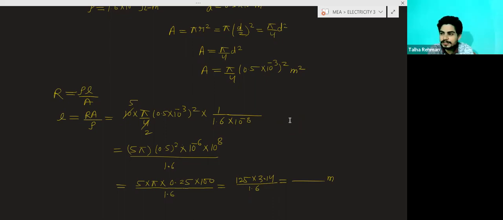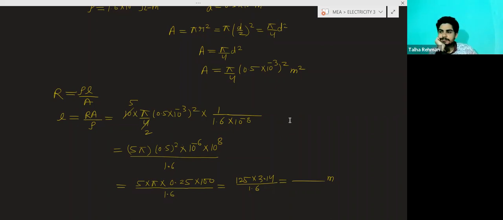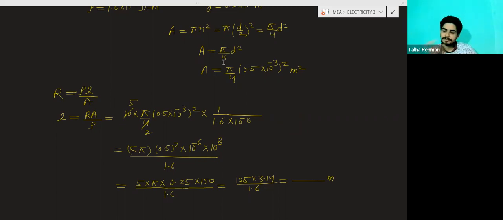Join the class only if you think that there is benefit. If you are thinking that you are wasting your time by joining the class, please don't join the class. If you already know all these things, resistance and all these things, then I think there is no need to join the class. Because if you already know, why are you wasting your time? You should spend your time on other things, like reading other subjects. If there is a requirement, then you should join. Some students join the class and then leave the class at the same time.